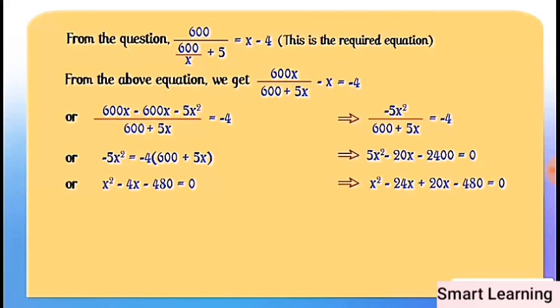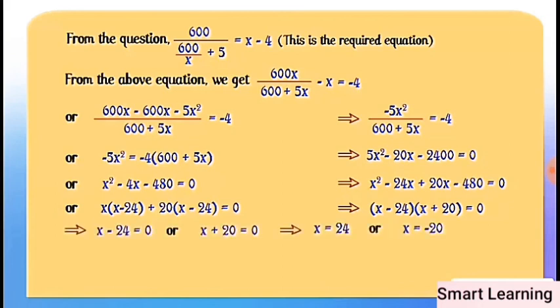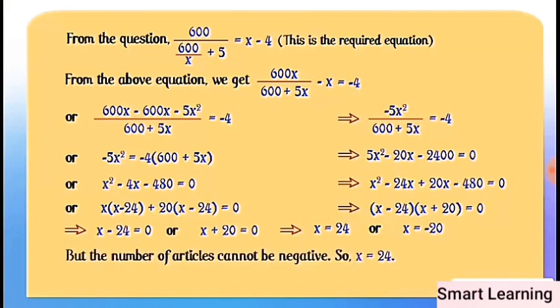This implies splitting the middle term we have x square minus 24x plus 20x minus 480 is equal to 0. Or from the first two terms taking x common, x into x minus 24 plus taking 20 common from the last two terms, 20 into x minus 24 is equal to 0. This implies x minus 24 into x plus 20 is equal to 0. This implies x minus 24 is equal to 0 or x plus 20 is equal to 0. This implies x is equal to 24 or x is equal to minus 20. But the number of articles cannot be negative, so x is equal to 24.